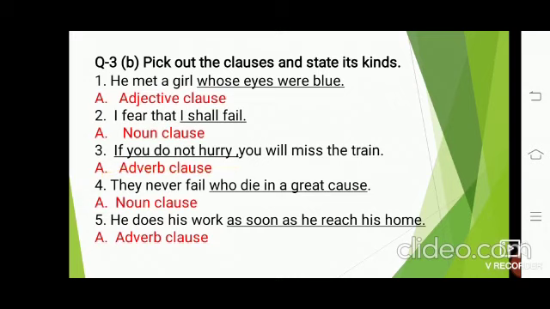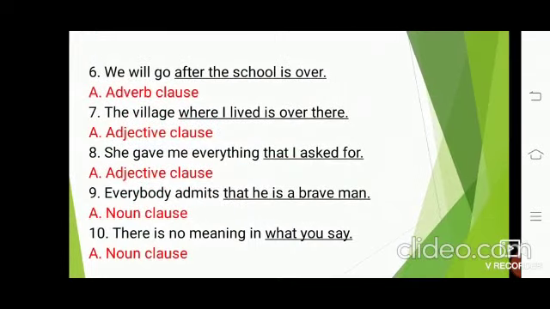They never fail who die in a great cause. Who never fail? They who die in a great cause. So it is a noun clause. He does his work as soon as he reaches his home. When does he do it? It shows the time. So again it is an adverb clause. Number 6, we will go after the school is over. When will we go? After the school is over. Again it shows time, so it is an adverb clause.